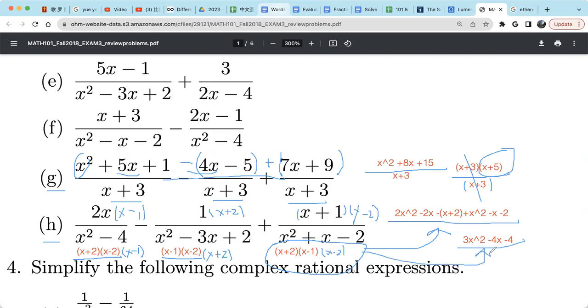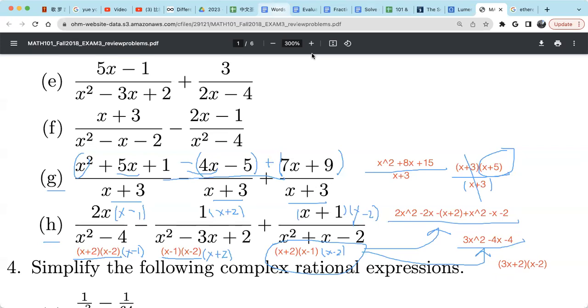And the numerator we observe can be factored, right? Because if we do factors of negative 4 to be 2 times negative 2, so let's factor the numerator. The numerator can be factored as 3x plus 2 times x minus 2. You see, 3x times negative 2, that's negative 6x. 2 times x, positive 2x, you know, add together, that's negative 4x.